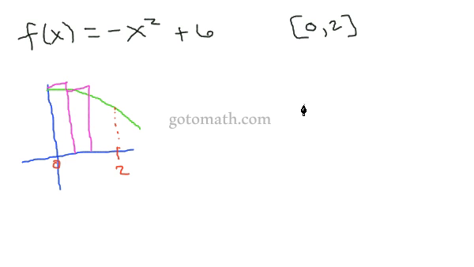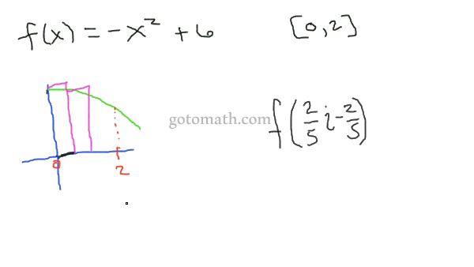we would end up with 2/5 as the width of this rectangle, and of course the height of the rectangle is going to end up being f of, I'm sorry, f of 2/5 I minus 2/5. I just about forgot what I was doing there.